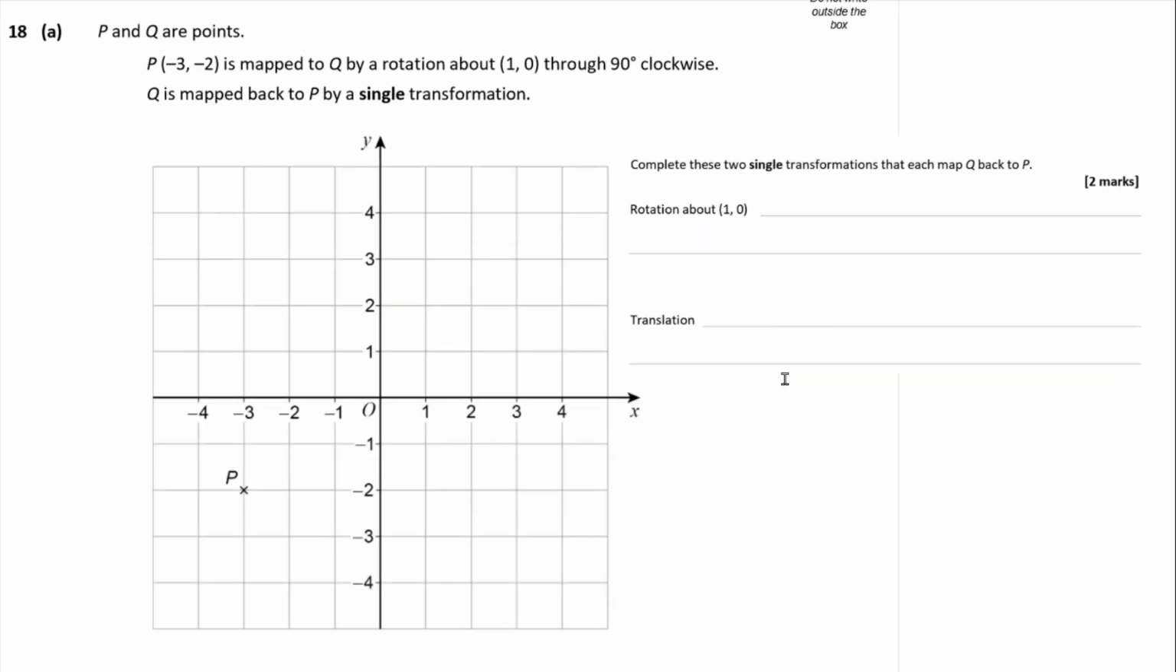26. Question 18a. P and Q are points. P, which is the point -3, -2, is mapped to Q by a rotation about 1, 0 through 90 degrees clockwise.